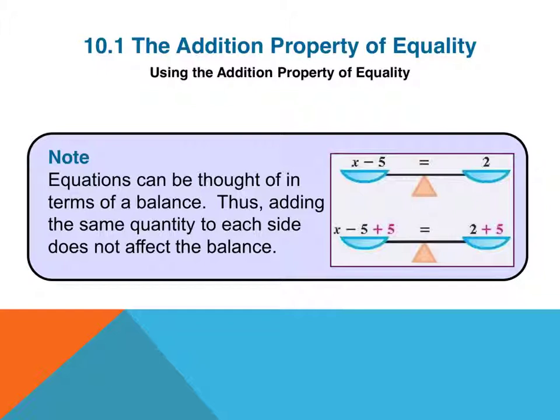So, for example, if we have x minus 5 is equal to 2, that means that the quantity of x minus 5 and 2 both weigh the same amount, so they keep the balance level. If I add 5 to one side, making it heavier, then I add 5 to the other side, making it heavier by the same amount, and therefore my balance is still level. So the addition property of equality says that I can add or subtract the exact same amount to both sides of an equal sign and keep my equation balanced.